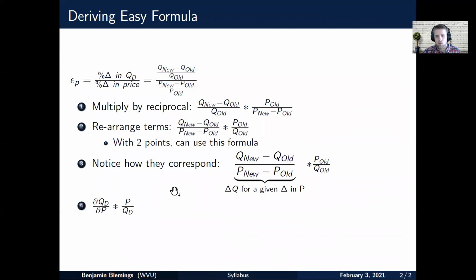And so in the appendix, I just have a derivation of how I simplified this elasticity formula, but you won't need to reproduce that proof, but it may help you in calculating elasticities.